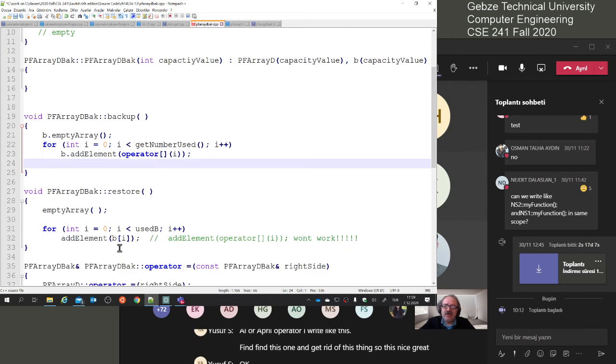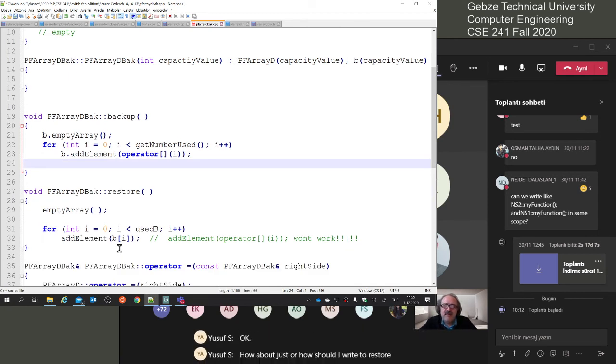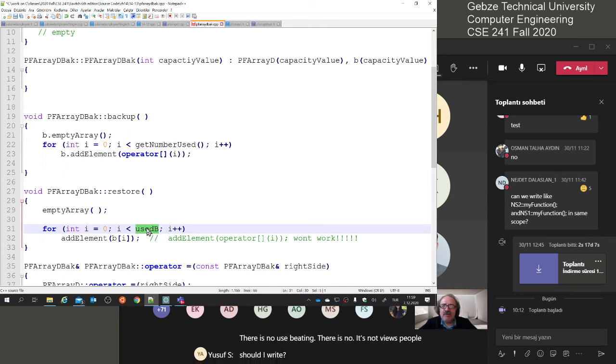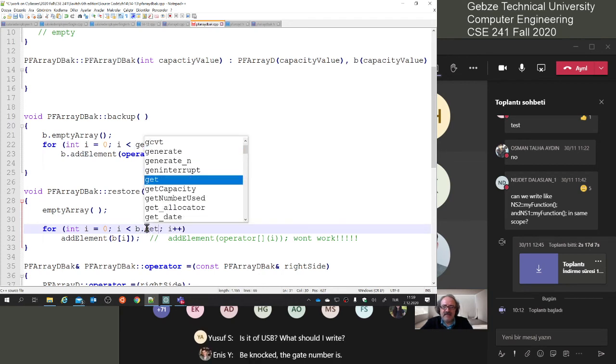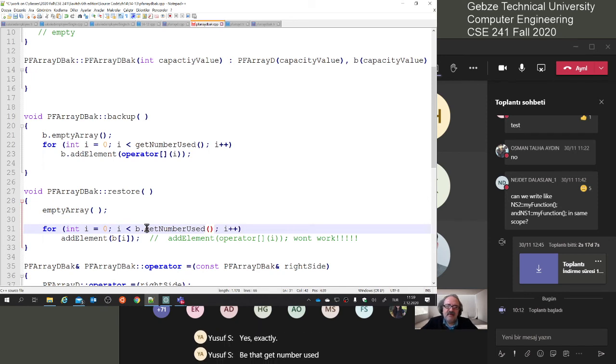How about restore? How should I write restore? Restore, okay, empty array is there, and add element. Oh, does this work really? There is no used thing. Instead of used, what should I write? B dot get number used. Yes, exactly. B dot get number used. Okay. Add element B[i]. B[i] is right?